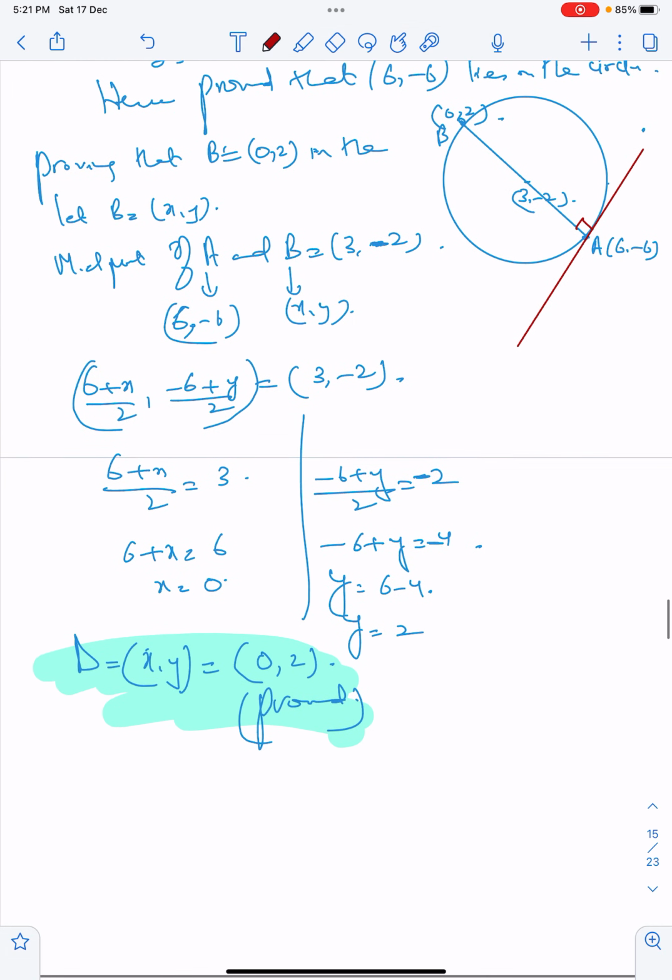Firstly, we're going to find out the gradient of this line, and the negative reciprocal of the gradient will give you the gradient of the tangent, and then you will use this point to find the equation. Okay, gradient of AB.